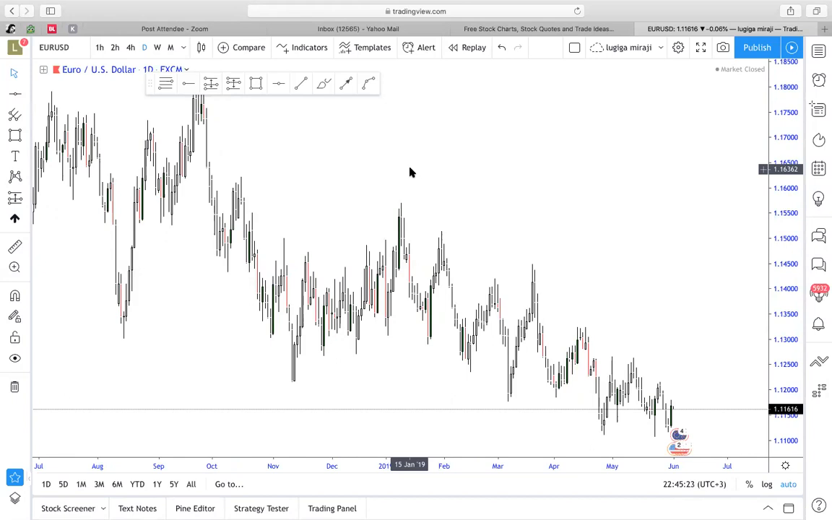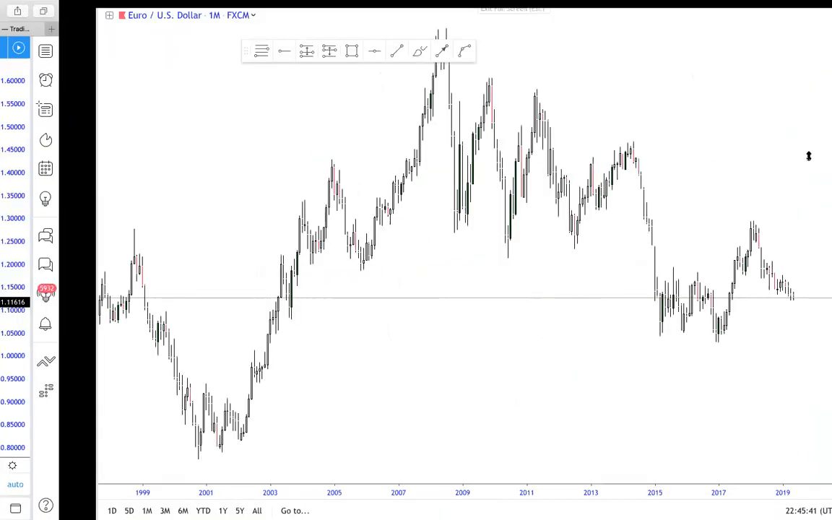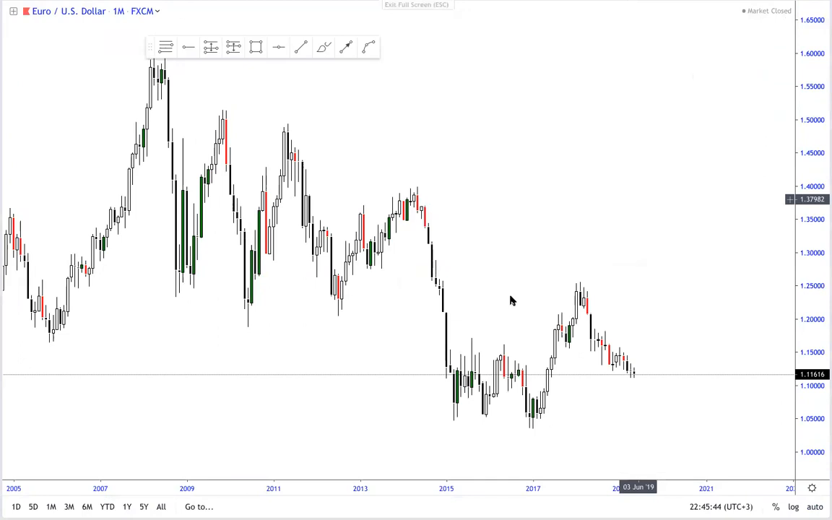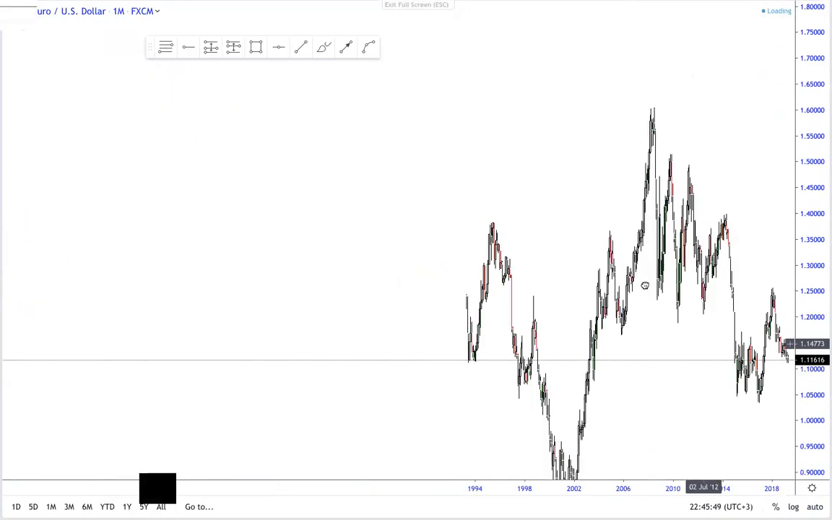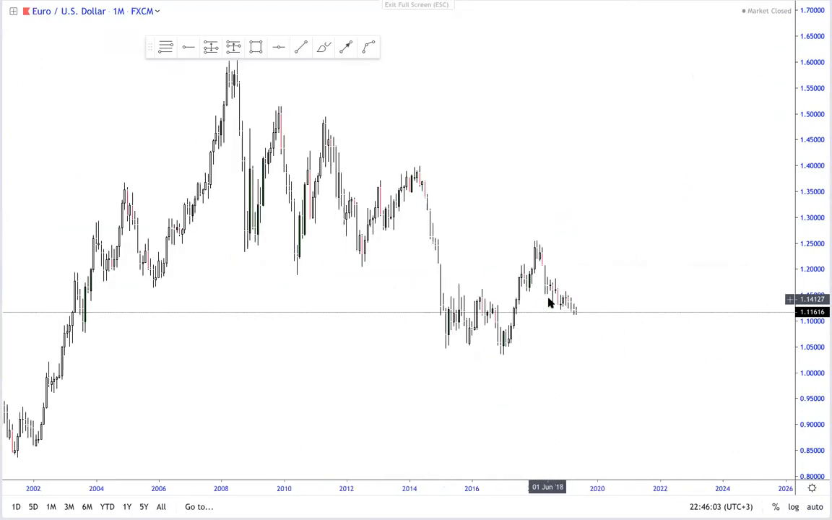So I usually start with the monthly, then I go to the weekly, and then finally to the daily. But I will trade the direction of the monthly and the weekly by using the daily and 4 hour. Okay, I hope you guys have understood. This is the monthly. So far you can see the monthly. I'm not interested in this historical information, but in the recent information.